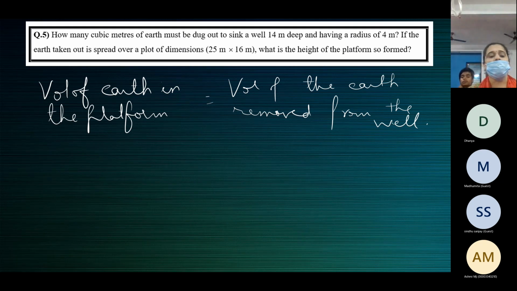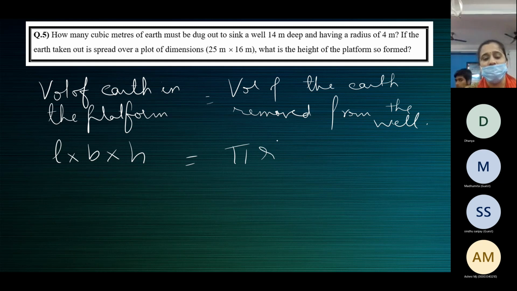Okay, so how will you find the volume of the earth in the platform? LBH, because it's a cuboid: length into breadth into height. And how will you find the volume of the earth removed from the well? Pi r square h. It's a cylinder, no? Or you've already found it in the first part of the question, so you have the answer there. But supposing that question was not asked, then it will be pi r square h.